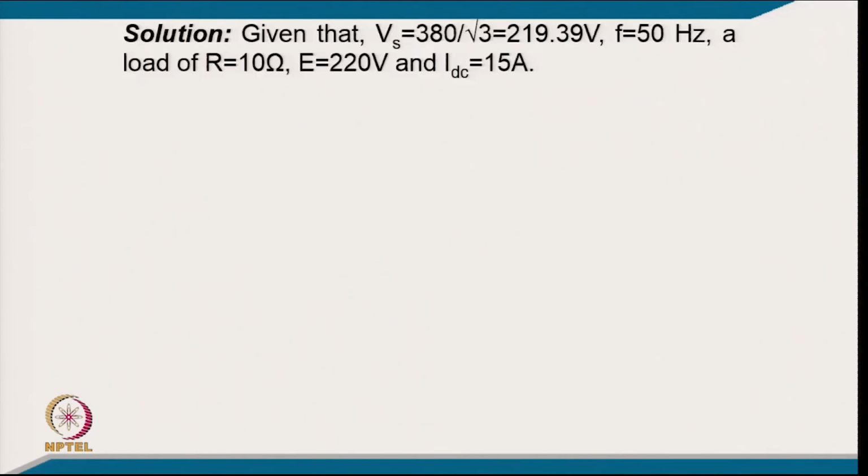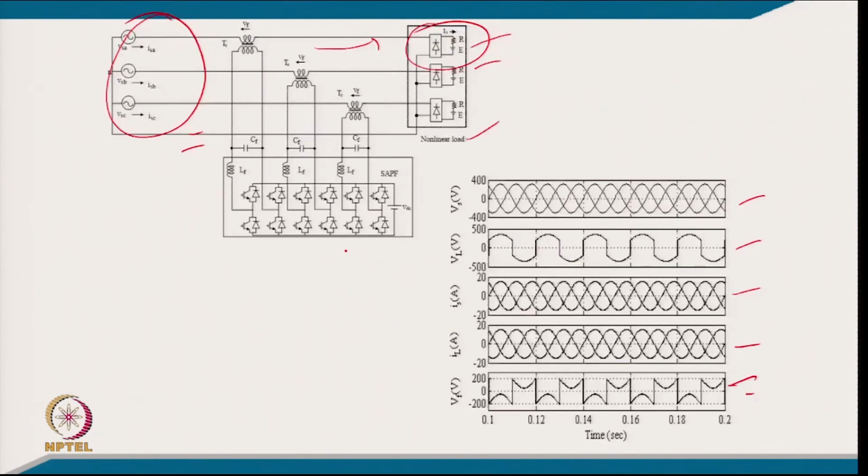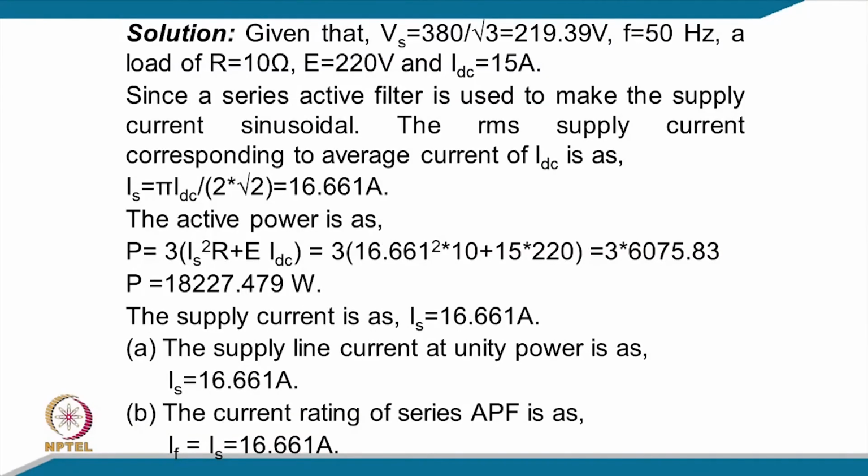So, coming to the numerical part of it, if we had not used this, then excessive neutral current could have flowed, and we might have a very peaky current, drawn only for a very short period depending upon the voltage magnitude of the load. So, solution: given that the phase voltage is line voltage 380 divided by root 3, which is 219.39, and frequency 50 hertz, a load of 10 ohm, and the DC voltage 220 volt, and the I_DC comes to 15 ampere.